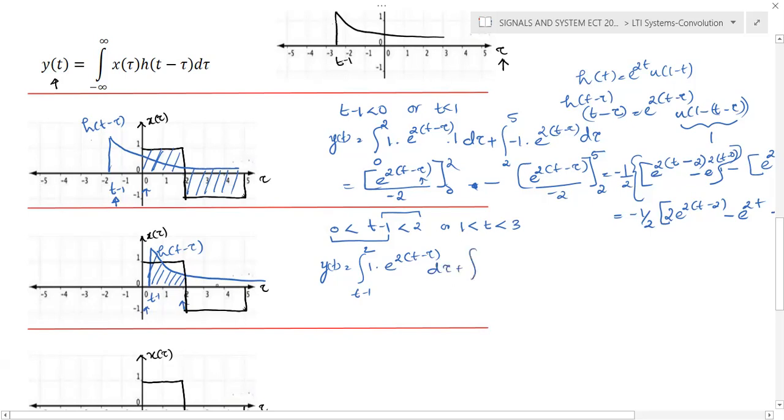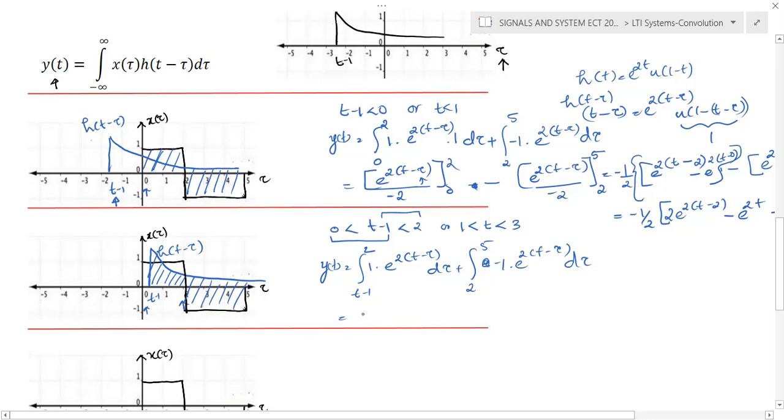Plus, for the second part, from 2 to 5, again you will get minus 1 into e raised to 2t minus tau d tau. Okay. The second part we already evaluated. Again, the same equation, 2 to 5, minus 1 into e raised to 2t minus 2 d tau. So you can write exactly the same thing.